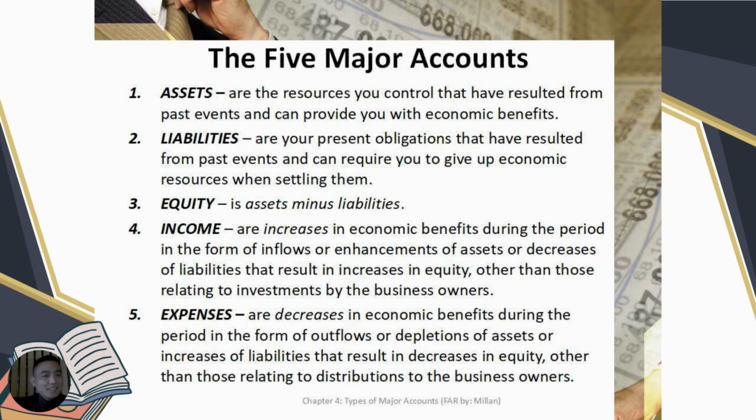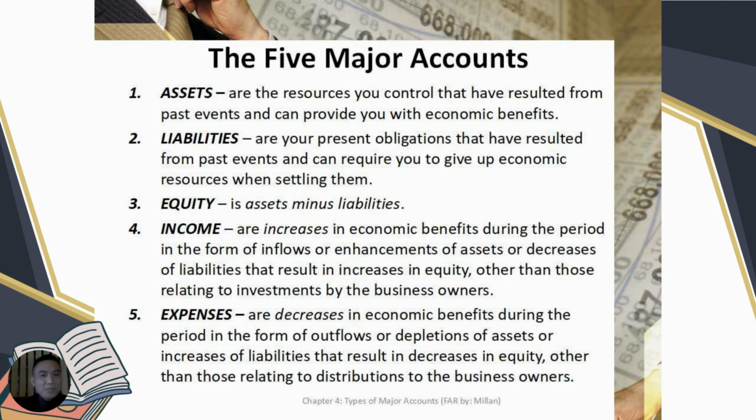So I will repeat again the different definitions of these five major accounts, but we already tackled the definitions of these five major accounts. So for you again to be refreshed with the different accounts. Assets are the resources you control that have resulted from past events and can provide you with economic benefits. So you have the control of that one, and from that asset we will have benefits.